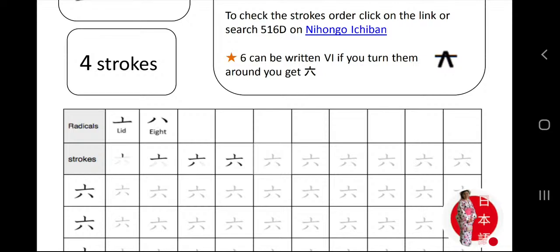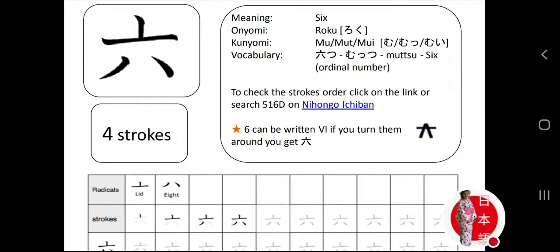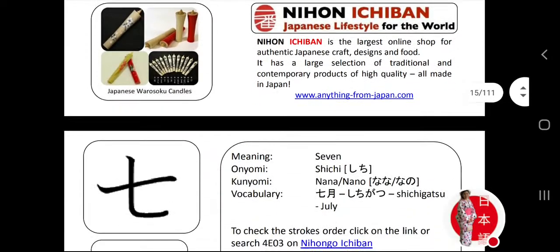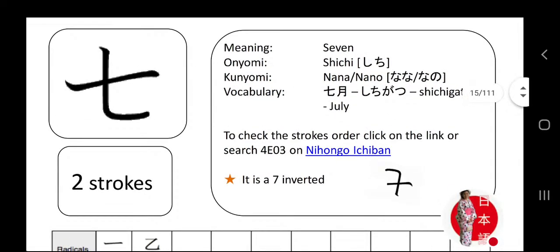So, 4 strokes. 1, 2, 3, 4. 4 strokes. This is the number 6. Okay, next one, we have the 7. This is the number 7.